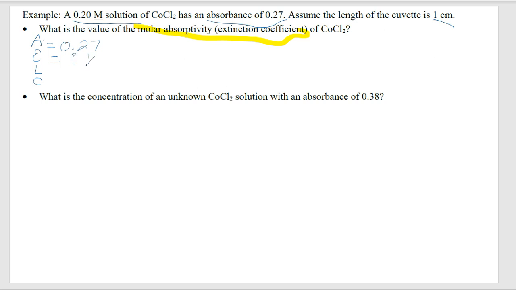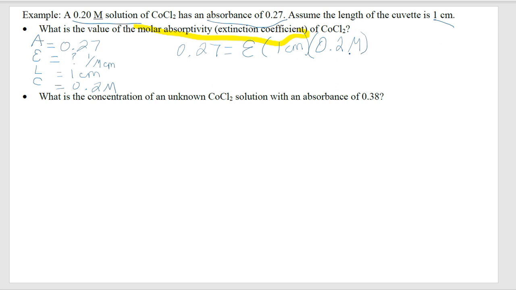And remember, the unit, when we get it, should be 1 over molarity times centimeter. Our length was 1 centimeter, and our concentration is 0.2 molarity. We're going to plug all of that in, and then PEMDAS it out, right? Figure out what it might be. So we have 0.27 for our A. We're trying to figure out our extinction coefficient. Our length is 1 centimeter, and our concentration, or molarity, is 0.2 molarity.